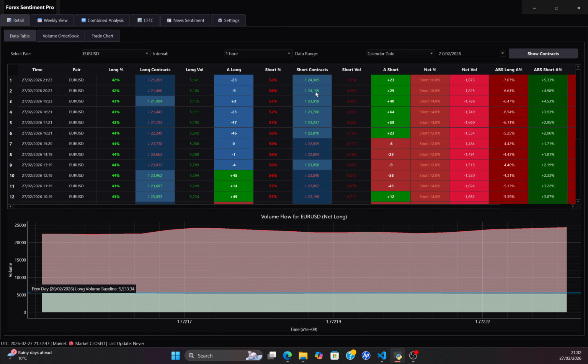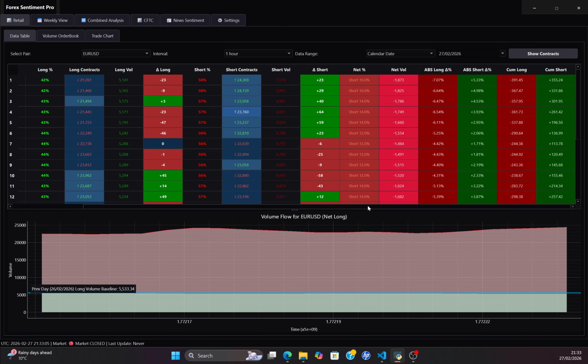These two columns with the formattings are very important to keep an eye on. So you see how the retail traders are closing long contracts and opening short contracts. So that means opening more short volumes and closing longs in the market, and then the price action. And then another column which gives you the net position of the retail traders, their net volumes. And then we have absolute long, short volumes and cumulative long or short volumes.